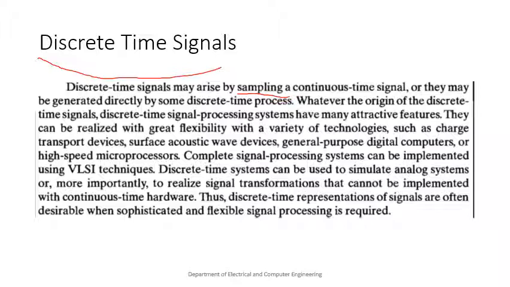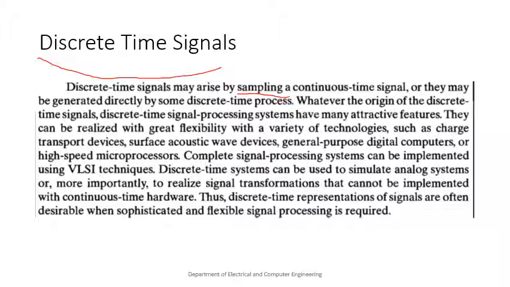Whatever the origin of discrete time signals, they offer many attractive features. The reason we prefer discrete time signals over continuous is that continuous signals have infinite information. You see that the t-axis, the time axis, was continuous, so it has values at 0.1, 0.2, 0.3. From 0 to 1 there are infinite values. So your electrical devices, your digital devices, your general purpose processor cannot process that information.